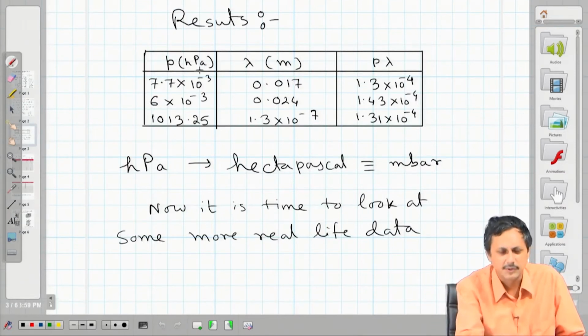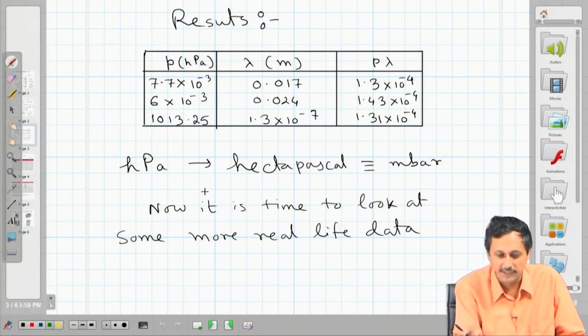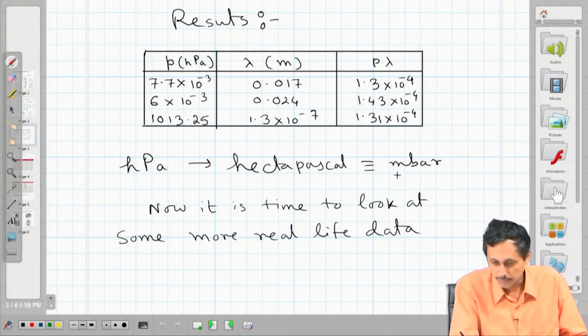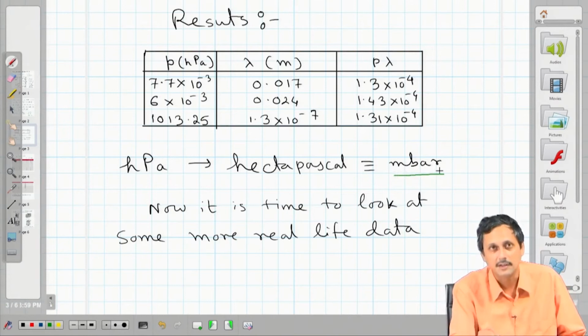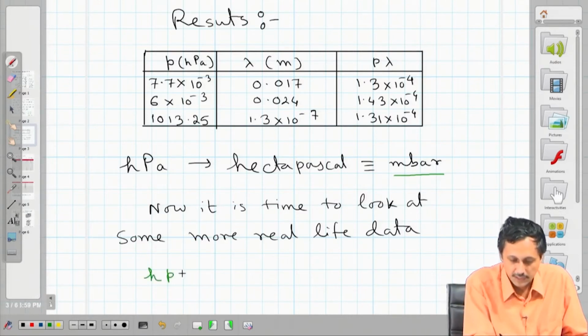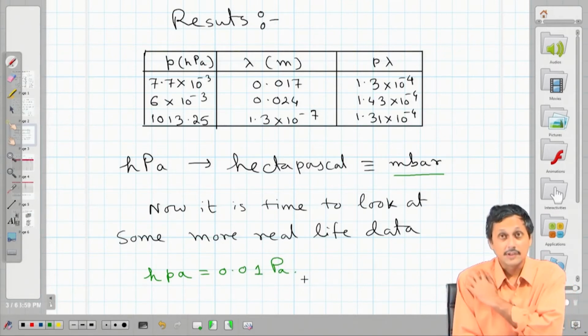So, pressure is given in some units called hectopascal. What is a hectopascal? Hectopascal is nothing but millibar, and it is 0.01 pascals. The unit millibar is the most widely used unit of low pressure at the laboratory level. So, please remember this unit. This is nothing but hectopascal. HPA is equal to 0.01 pascal. Right. Now, what is atmospheric pressure?